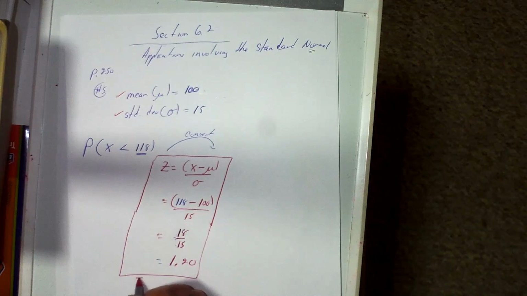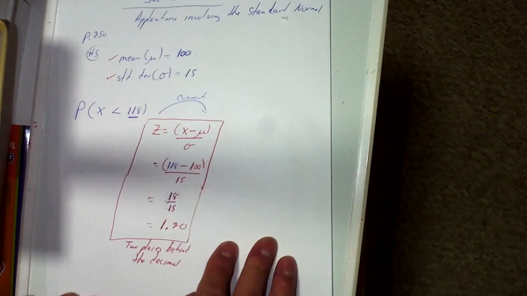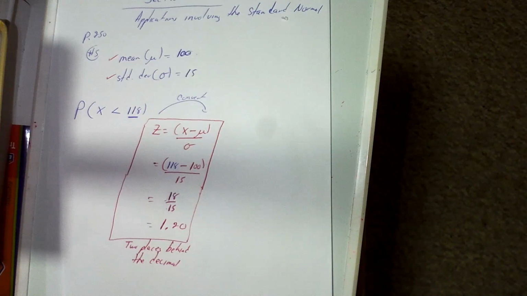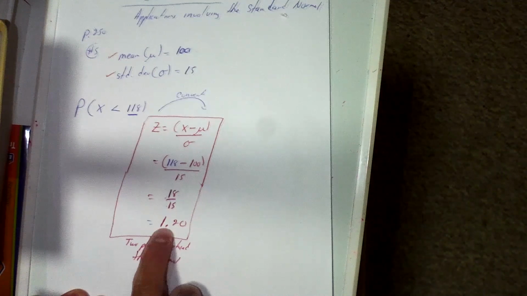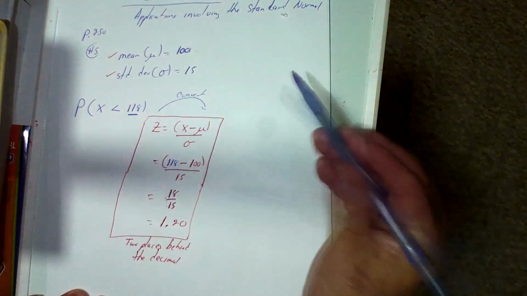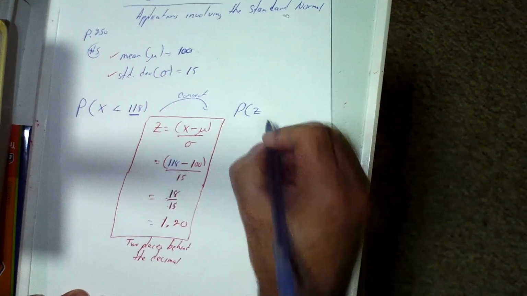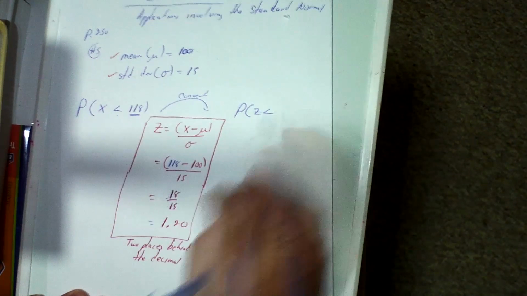Two places behind the decimal. If you all get lost again and you don't know where to round these numbers, go back to those notes that I provided you all with. I have it labeled and highlighted, so you can't lose. All right, so I got my number. Because we're converting from real life to a normal, I'm going to write my probability now using the z, not the x. I'm going to keep my symbol, and write this number 1.2, which I got from my conversion.